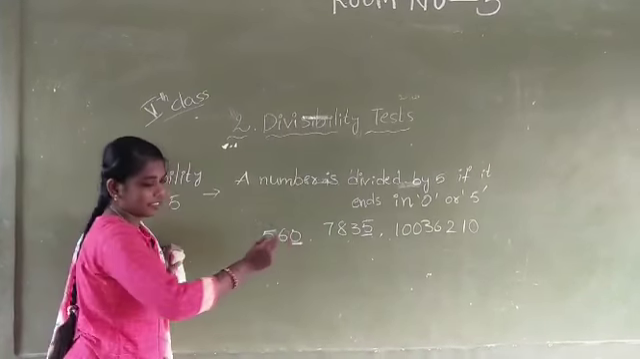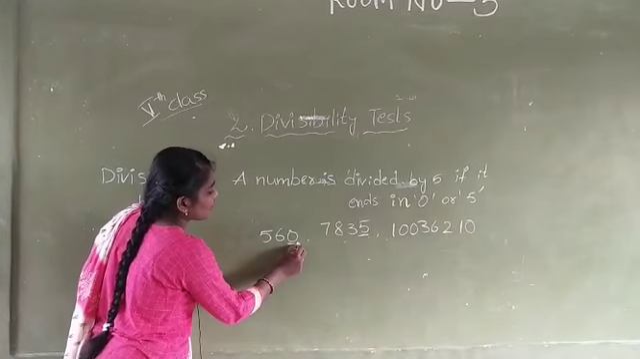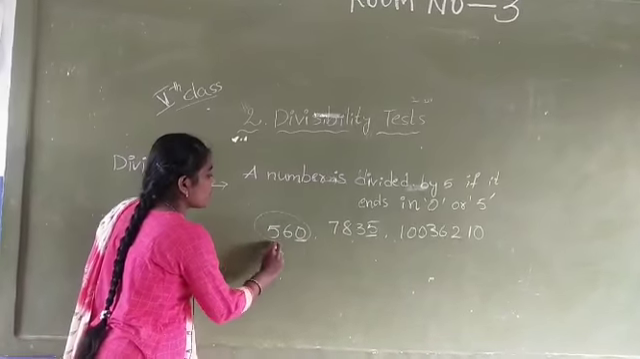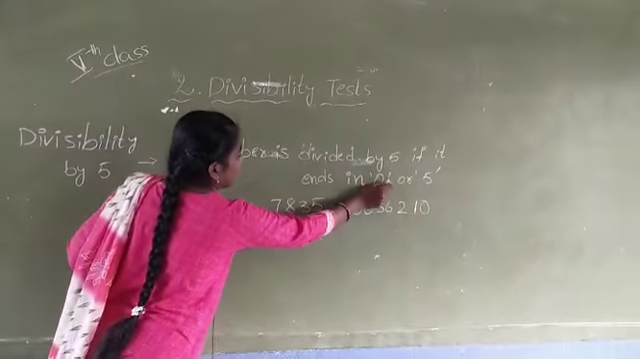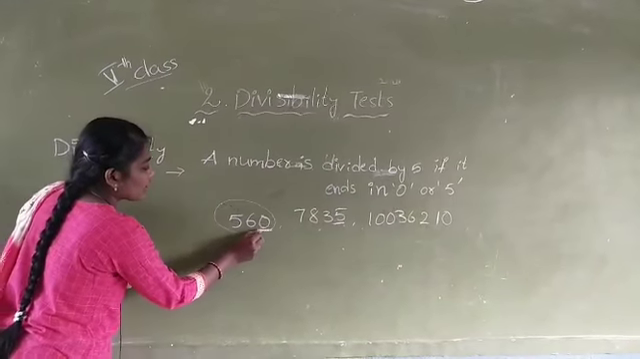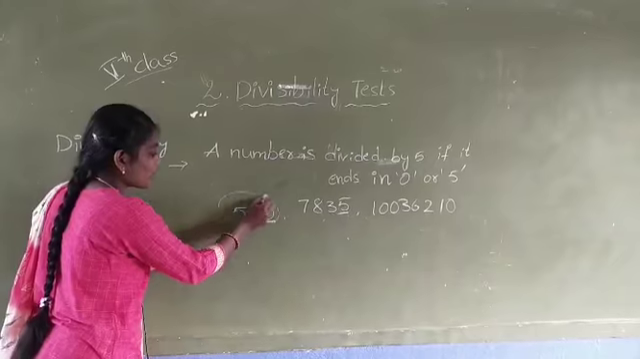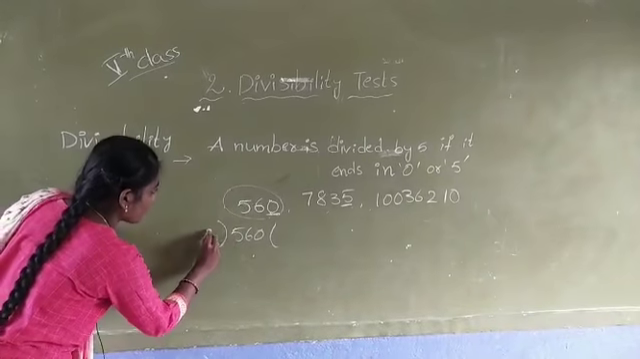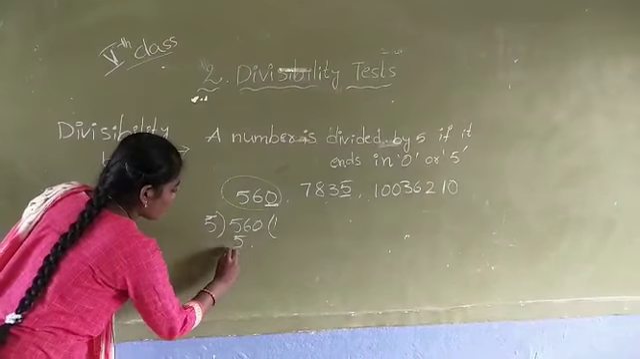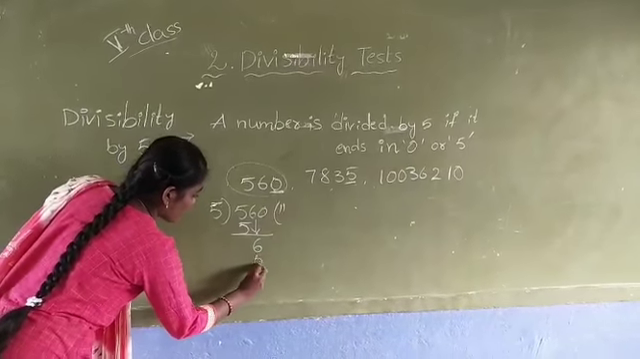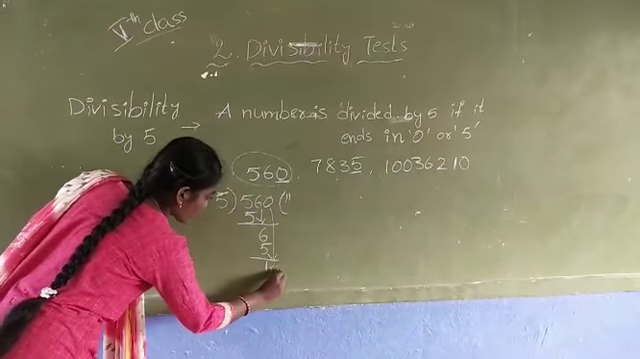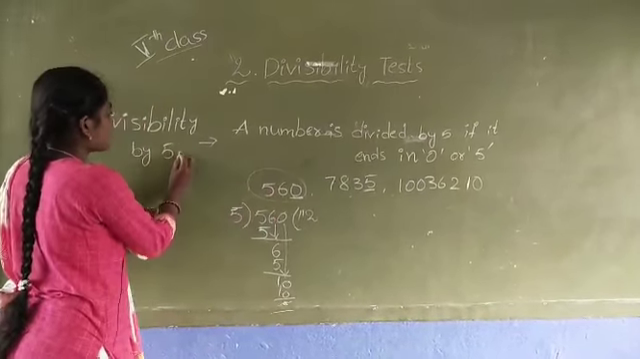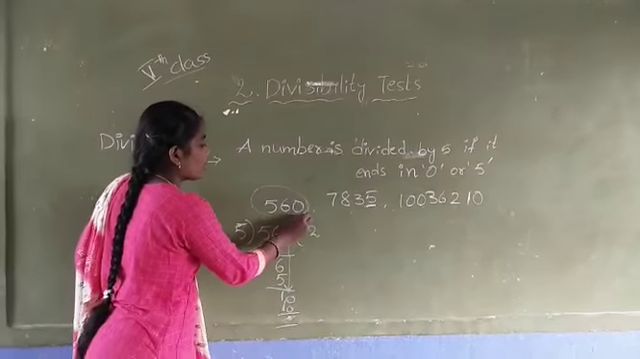Here we have a number 560. The last digit in this number is 0. So this number must be divisible by 5 because what is the rule? A number ends in 0 or 5. This number ends with 0. So it must be divisible by 5. We can check it once by doing actual division. 5 ones are 5, 5 twos are 10. The remainder will be 0. So this number must be divisible by 5 because its last digit is 0.